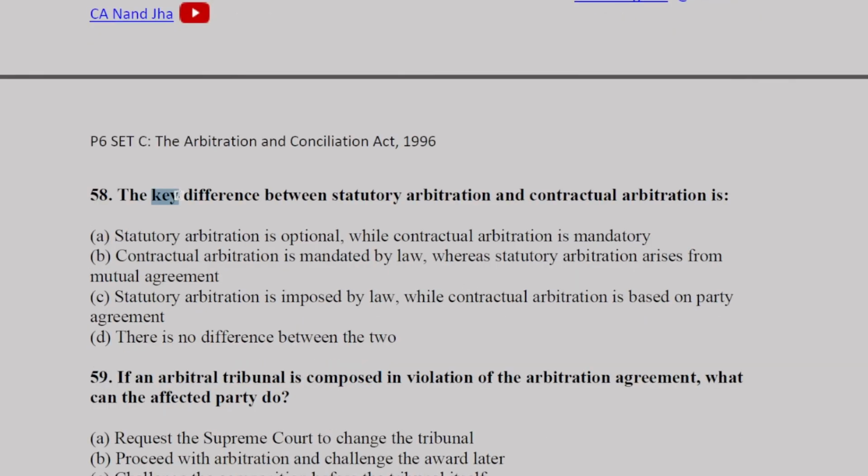What is the key difference between statutory arbitration and contractual arbitration? Statutory arbitration is optional while contractual arbitration is mandatory. Contractual arbitration is mandated by law, whereas statutory arbitration arises from mutual agreement. No. Statutory arbitration is imposed by law, yes, while contractual arbitration is based on party agreement. So the answer should be C.